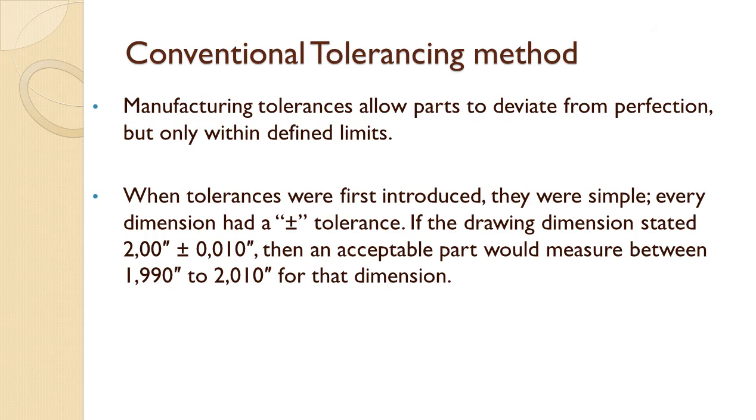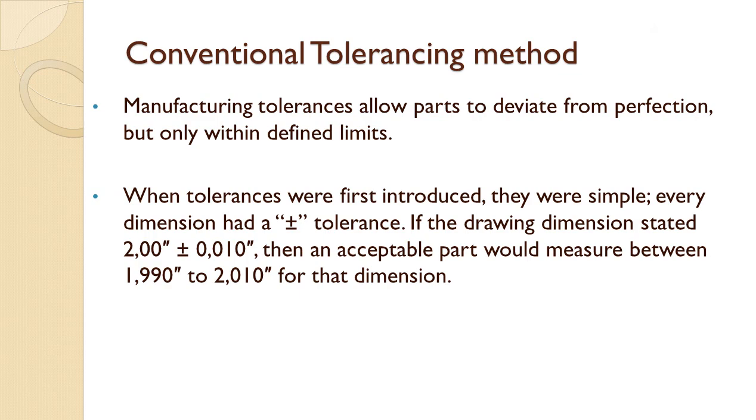as intended. When tolerances were first introduced, they were very simple. Every dimension had a plus or minus tolerance. If the drawing dimension stated 2 inch plus or minus 10 mils, then an acceptable part would measure between 1.990 inch to 2.010 inch for that dimension. In the conventional tolerancing method, all the dimensions are specified with plus or minus tolerance. Even position is also defined with plus or minus tolerance.